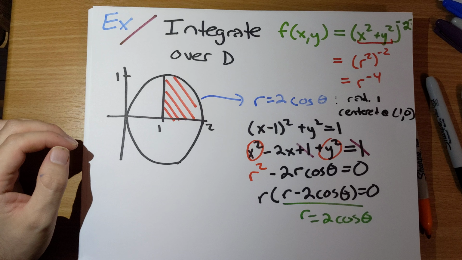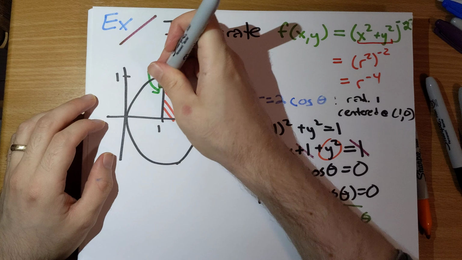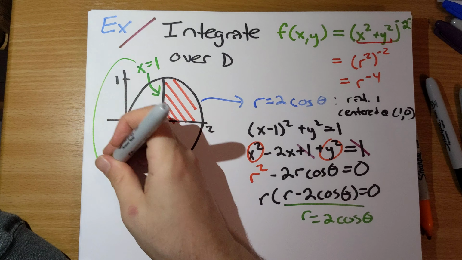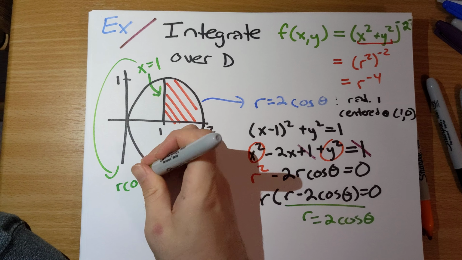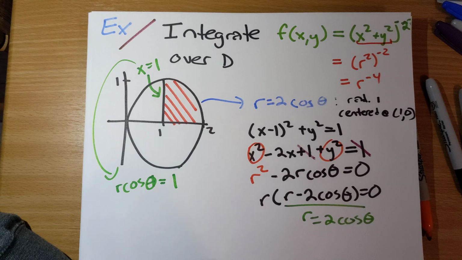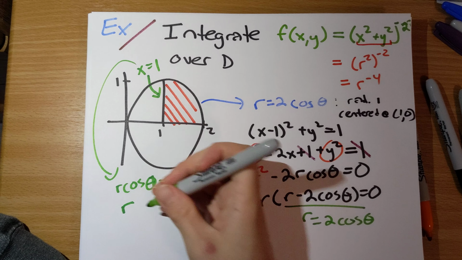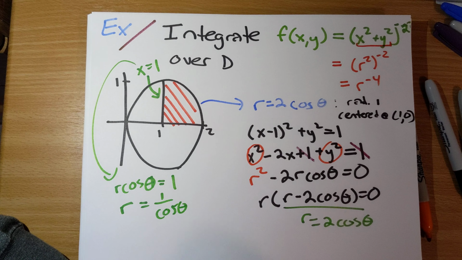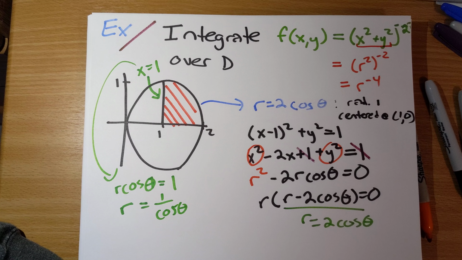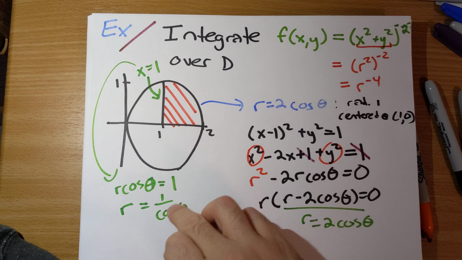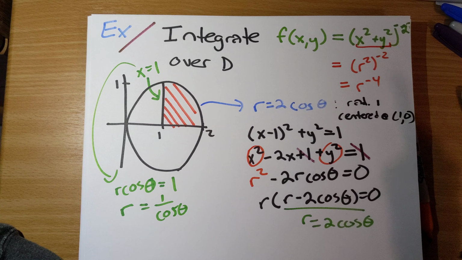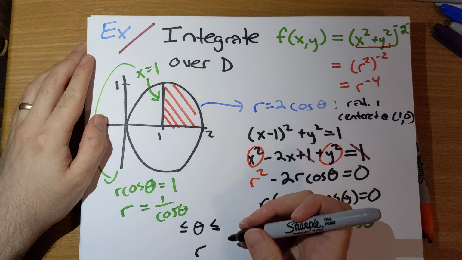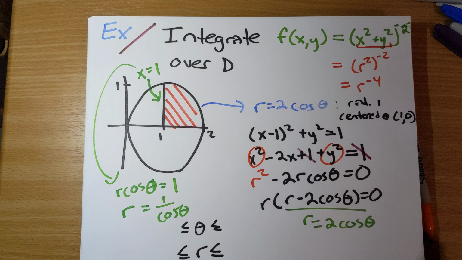We should also realize, what else do we have to do here? This line right here is x equals 1. But remember, x is r cosine theta. Solving for r in terms of theta, r is 1 over cosine theta, or r equals secant theta. Okay, so we've got that expressed in terms of r and theta. And at this point, we should be able to write down our bounds on theta and r.